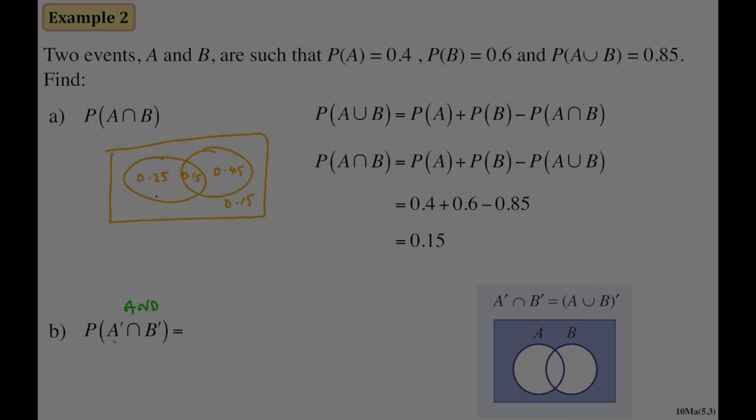Where's circle A? Remember, that was circle A and that was circle B. If it's not in circle A, that means it's outside of circle A. This is everything not in circle A. So it's outside of circle A. What's not in circle B? That's that one there. What's not in circle B? Well, that would be everything outside of circle B. And this is everything outside of circle B.